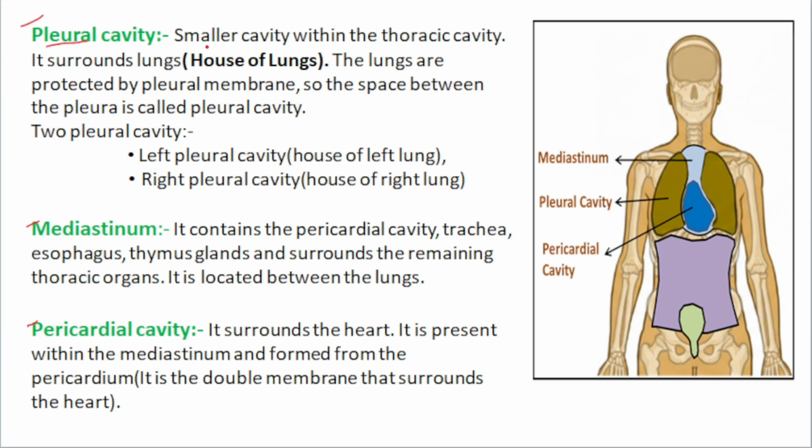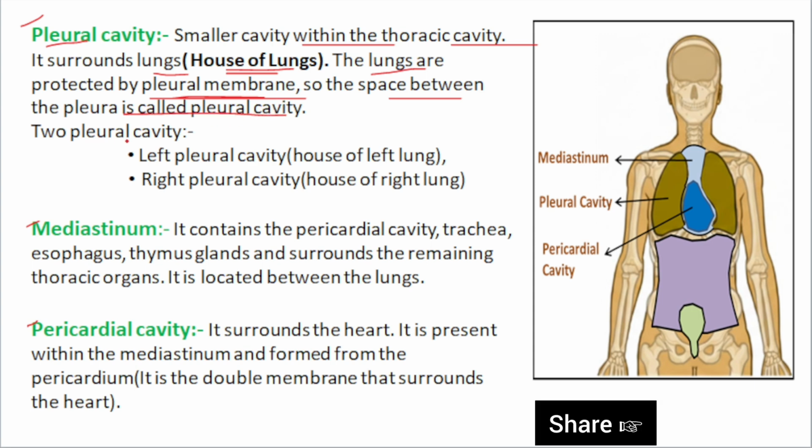First, the pleural cavity. It is one of the smaller body cavities present within the thoracic cavity and it surrounds the lungs. It is called the house of the lungs, and the lungs are protected by the pleural membrane. The space between the pleura is called the pleural cavity. As the lung is surrounded by the pleural membrane, the space between the pleura is called the pleural cavity. This pleural cavity can be divided into two cavities: first, the left pleural cavity, and second, the right pleural cavity.